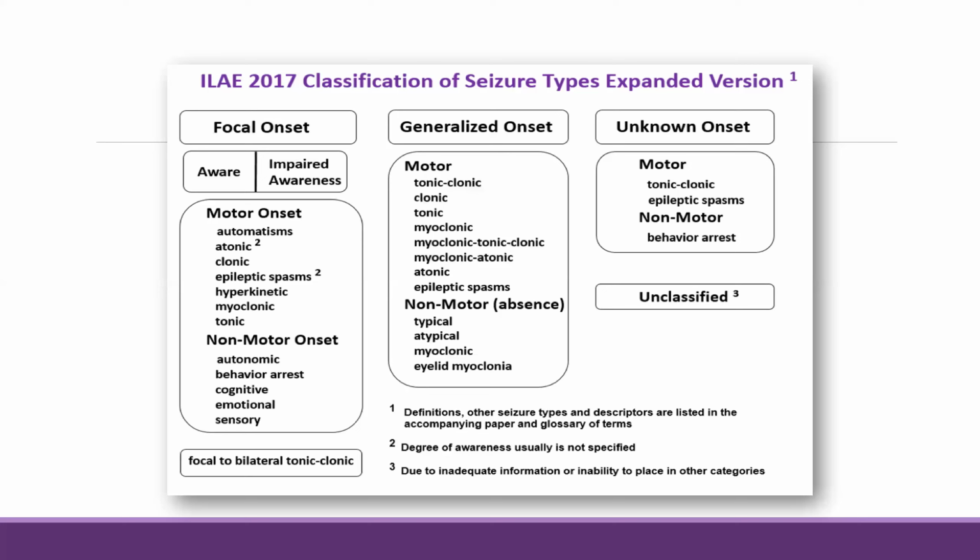So if it is motor onset, what's the meaning of automatism? Automatism is non-purposeful repetitive movement. For example, the patient is doing something like buttoning their shirt, or looking for something. What about atonic? Atonic means that when the patient sustained any posture and all of a sudden loses the tone of the muscle. For example, either the hand drops, the neck drops, or the whole body. So it's sudden loss of the tone of the muscle.